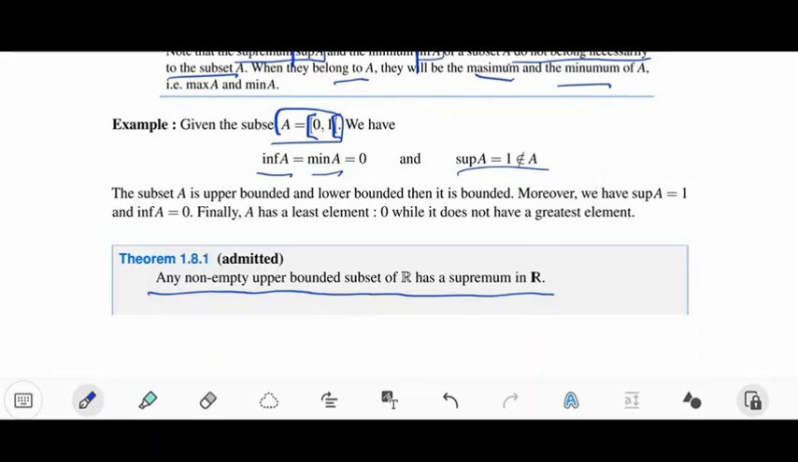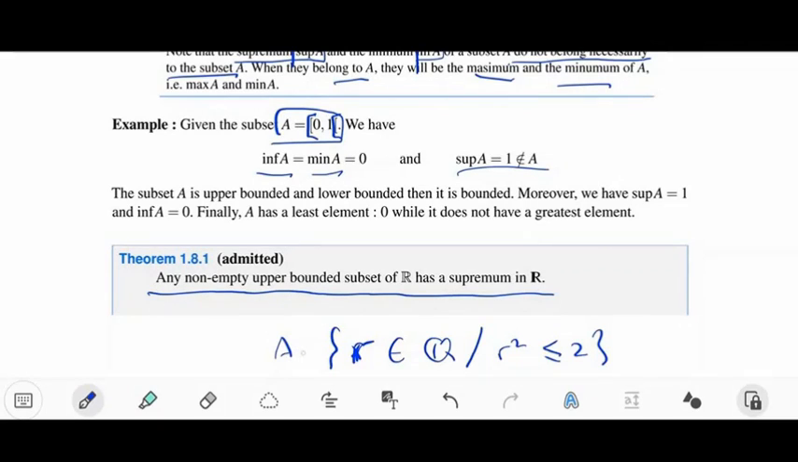You might say, well, that's trivial, there's nothing to do in here. But no, this is not true always. If you take, for example, a set in Q, let's take the set of all rational numbers such that their square is less or equal to 2. This is a set that contains only rational numbers.